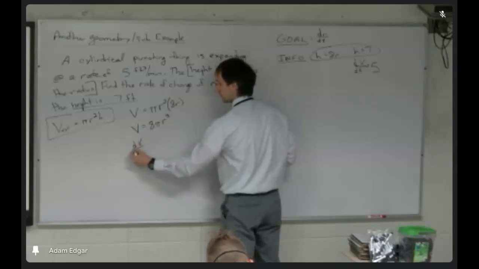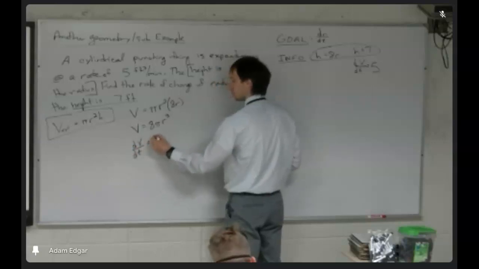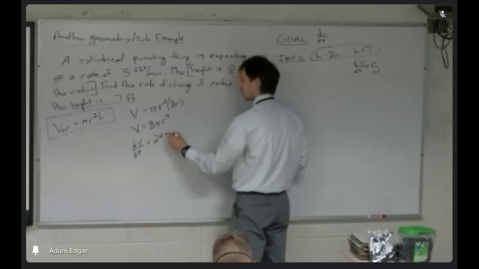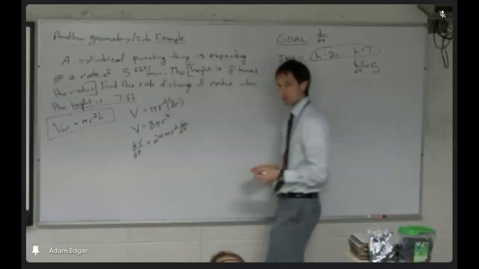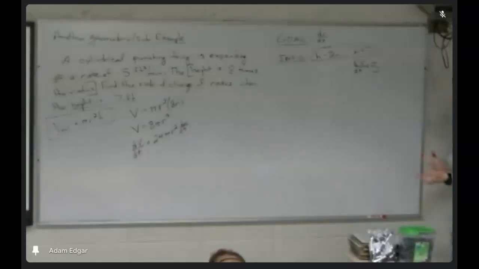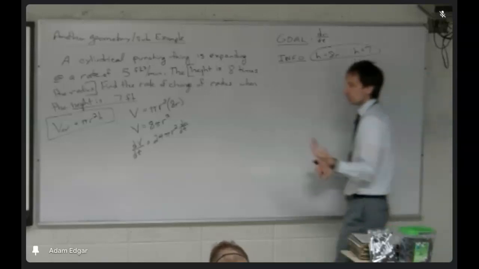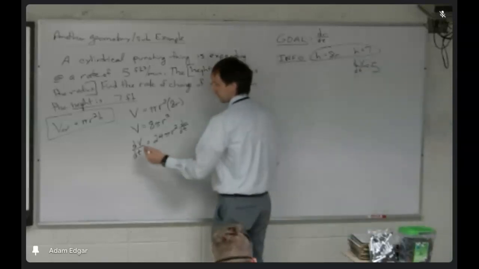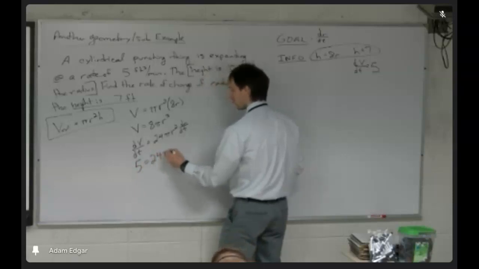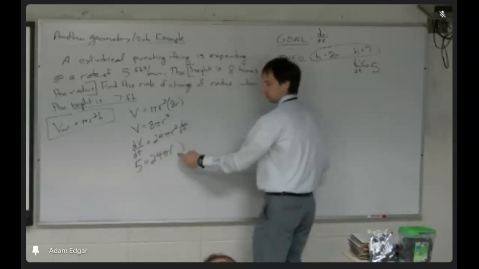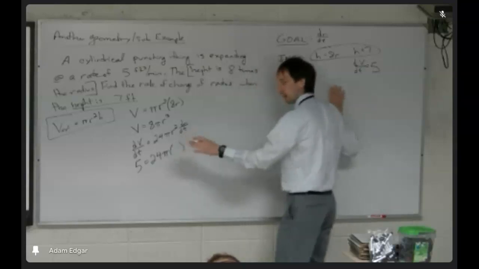dV/dt equals 4 pi r squared. Right, so 24 pi r squared dr/dt. You start filling things in to your derivative equation. So dV/dt, do we know what that is? Yeah, that's 5. 24 pi is 24 pi. Do we know r? No, but we can find it out. We'll come back to that.